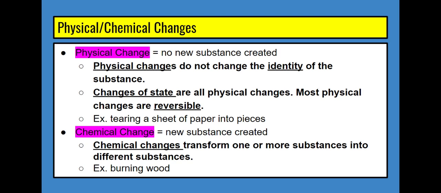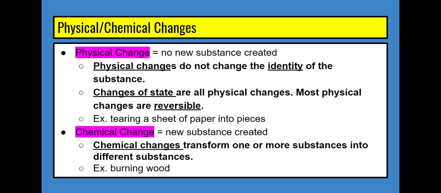Now, chemical change is something very different. That's when a new substance is created. Chemical changes transform one or more substances into different substances. So, like burning wood. Anytime you have a chemical change, a completely new material is created. If you think of burning wood, there's no way to reverse that. You have gone from wood to a new ash material.